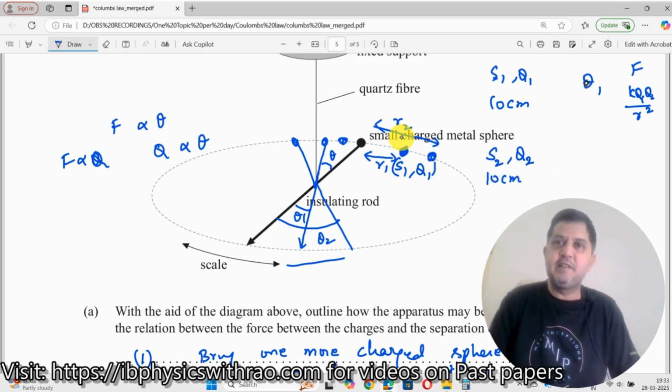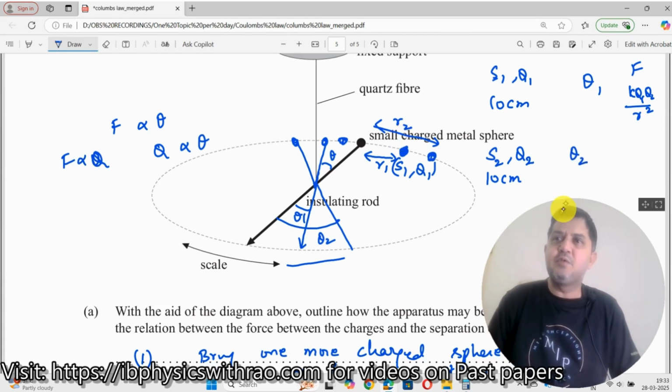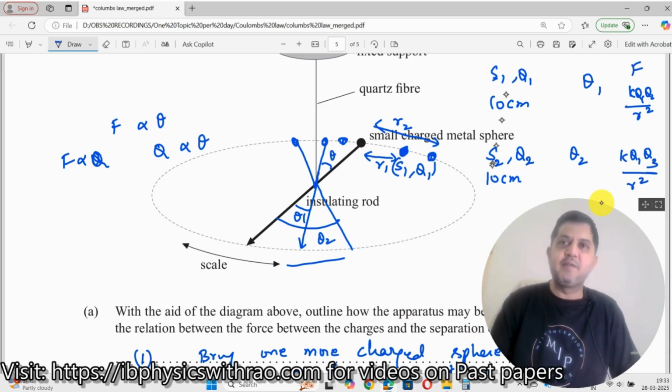Do you think deflection will be theta 1? It won't be theta 1, right? Because it's a higher value of Q2. Let me assume the charge is much higher or much lower, whatever it is. Okay, let me assume it's higher. Then this will now become theta 2, and then the force here would be K Q1 Q3 divided by R square, right? So therefore, I have different forces over here, different angles of deflection.